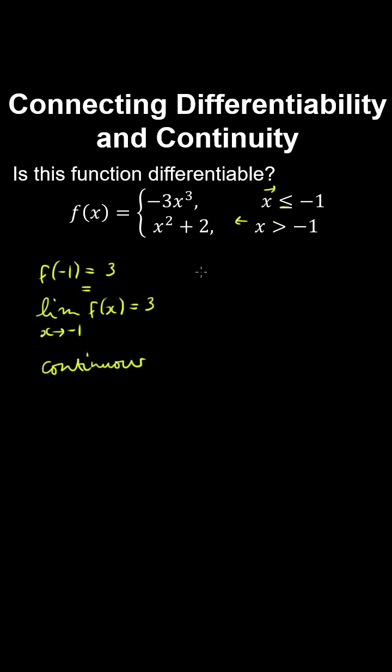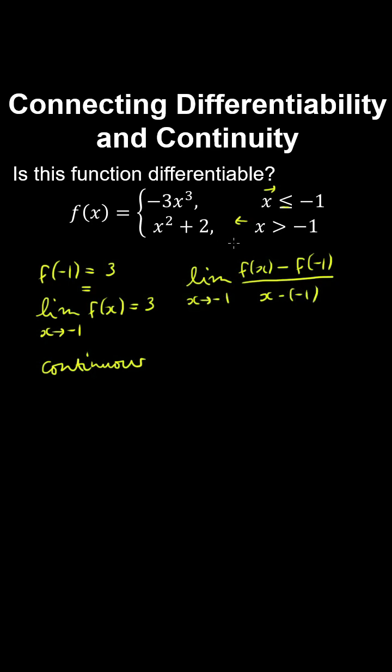Is this function differentiable? First we check for continuity. f of minus 1 exists, and the limit as x approaches minus 1 from the left and the right is the same. Because these are equal, the function is continuous. Now we need to check if the function is smooth. So we take the limit as x approaches minus 1 from both sides of f of x minus f of minus 1 over x minus negative 1.